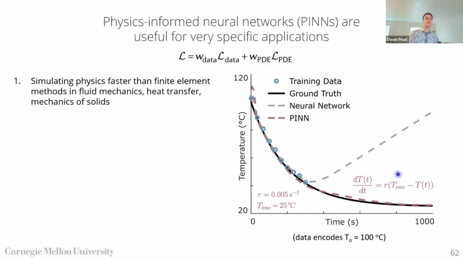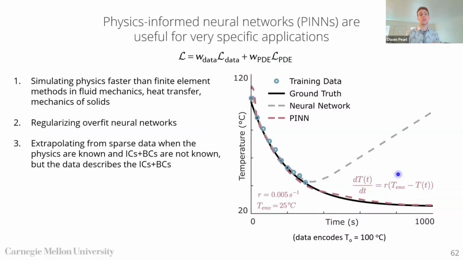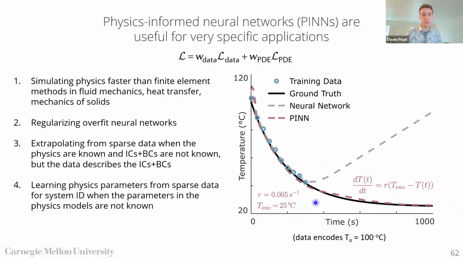This is really useful for creating faster simulations for finite element methods in a variety of domains. It can be really helpful for regularizing overfit neural networks. It can be helpful for extrapolating from sparse data, as I've shown you here. And it can even be used to learn physics parameters from data. If you make some of these physics parameters, like R and the ambient temperature here, learnable parameters with an initial guess, you can actually optimize to find those from the data.